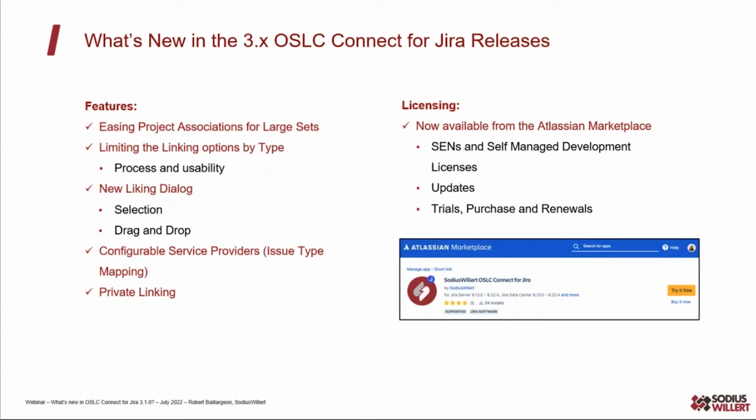Now you can go to the marketplace, purchase our product directly, and have it be on the same cadence and update cycle as all your other Atlassian plugins, as well as it makes it easier for trials. For those people wanting to get started with our product, you can simply go to the marketplace, start a trial, get a trial license directly from the marketplace and get going.